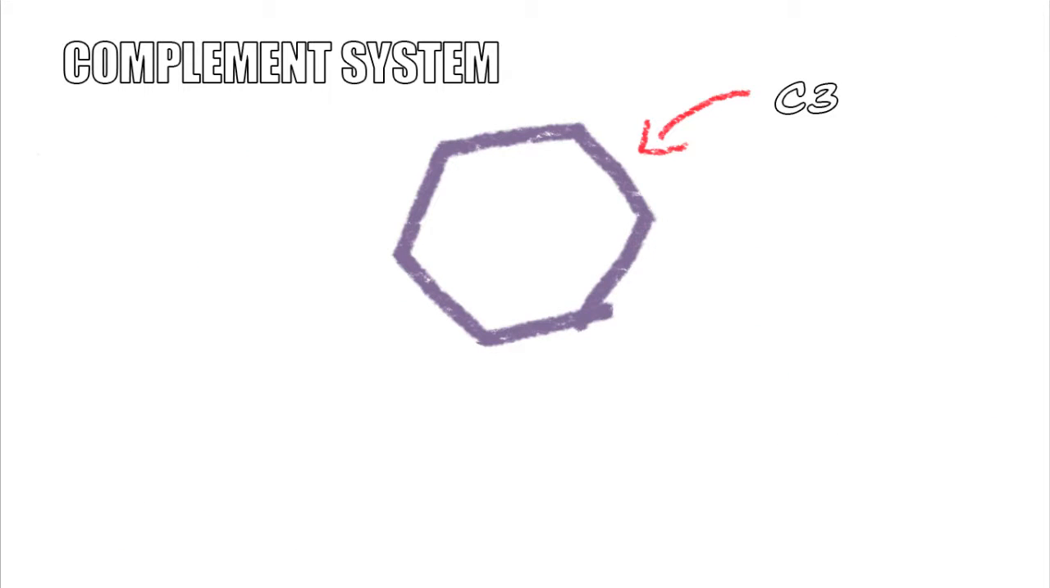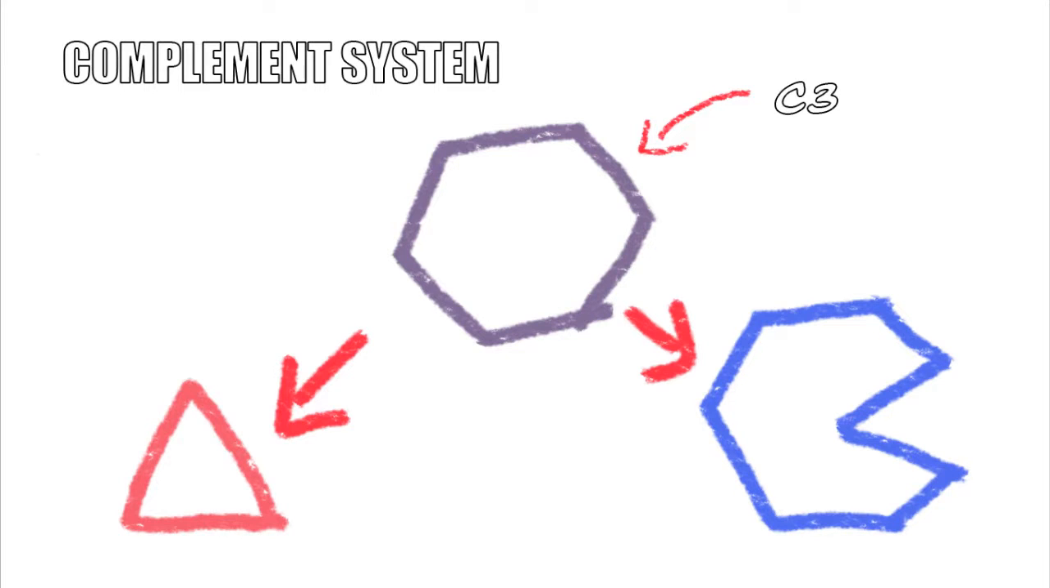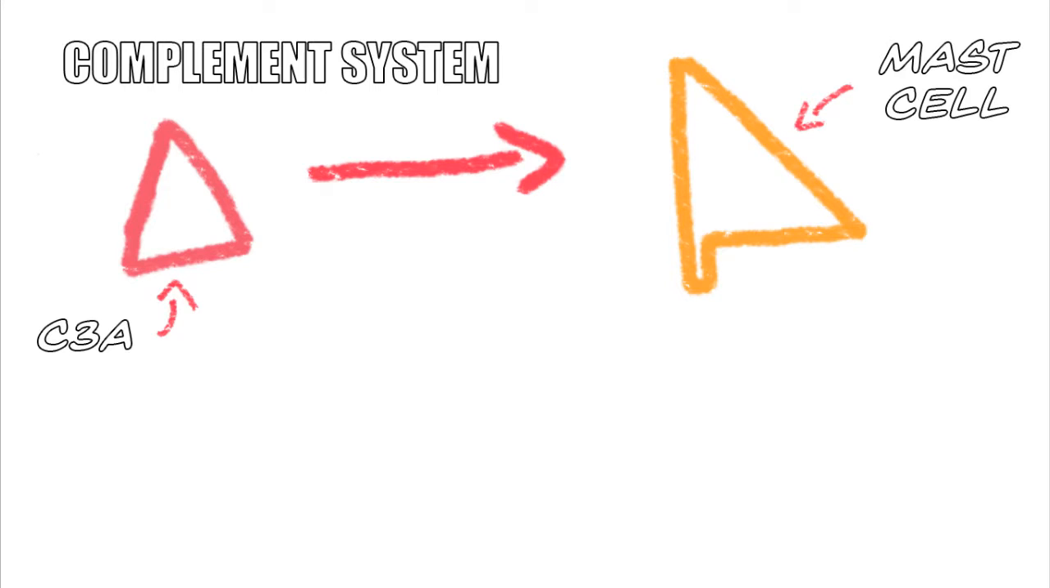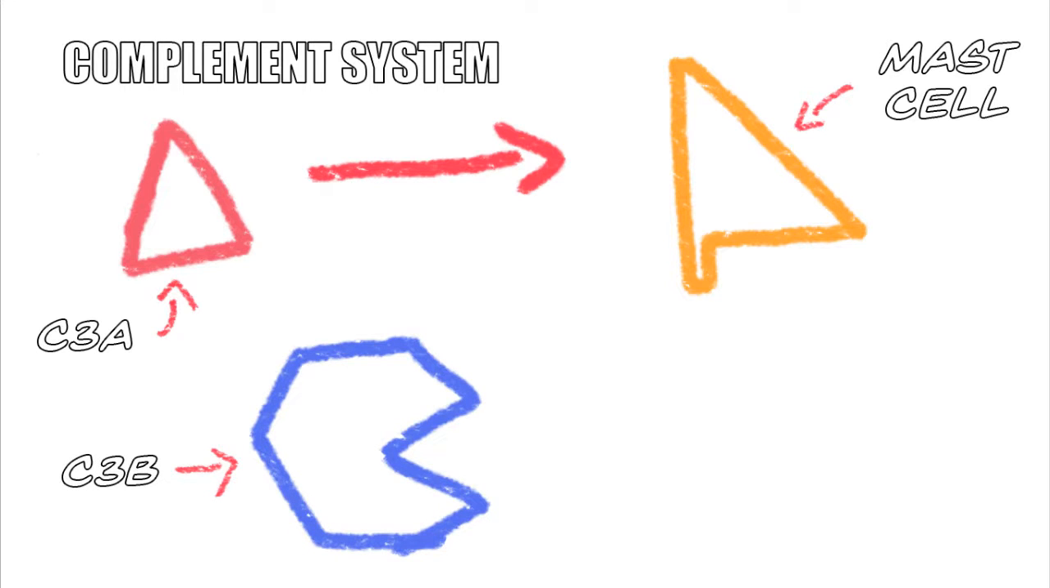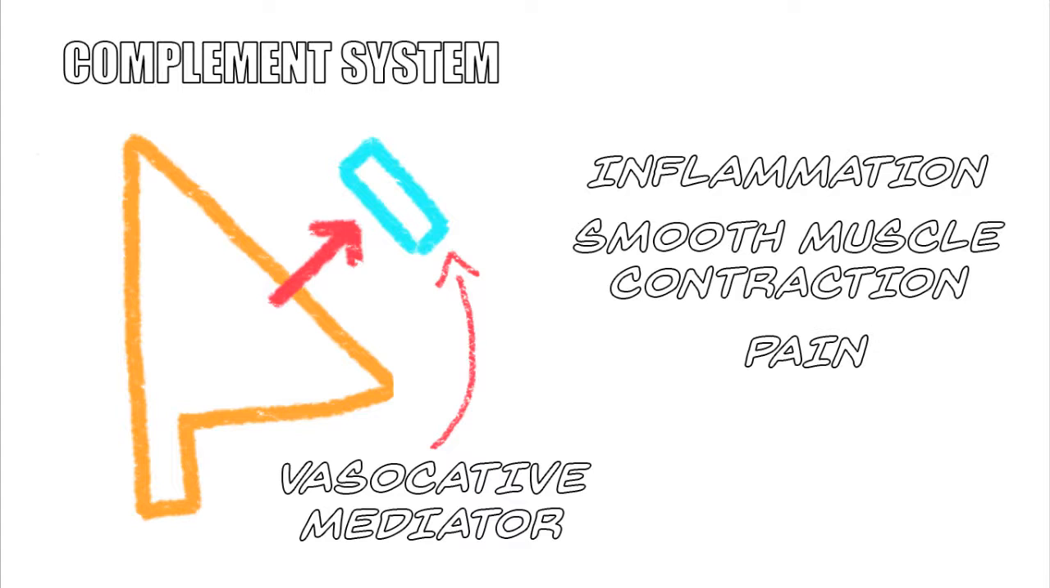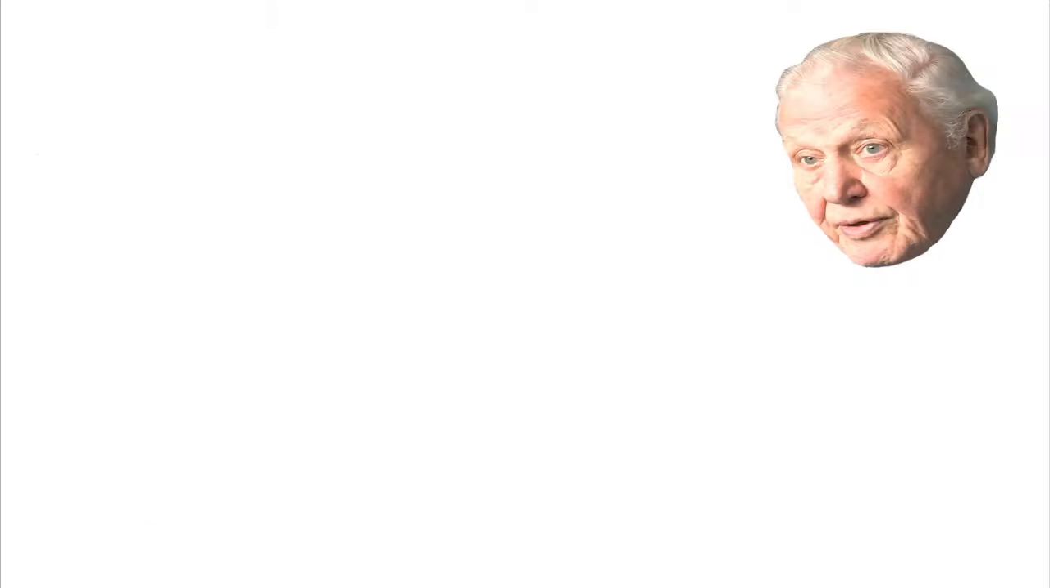The classical pathway of activation forms C3 convertase, which splits into two fragments: C3a, which is used to activate mast cells, and C3b, which covalently attaches to the surface of microbial pathogens and opsonizes them. The activation of mast cells causes the release of vasoactive mediators, such as histamine. The vasoactive mediators result in actions such as inflammation, smooth muscle contraction, pain, and chemotaxis.